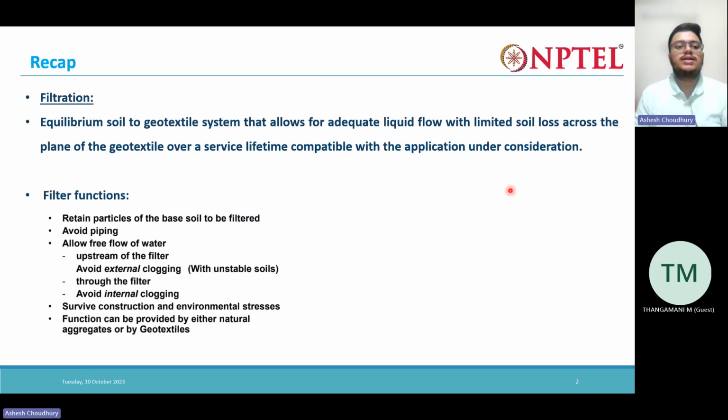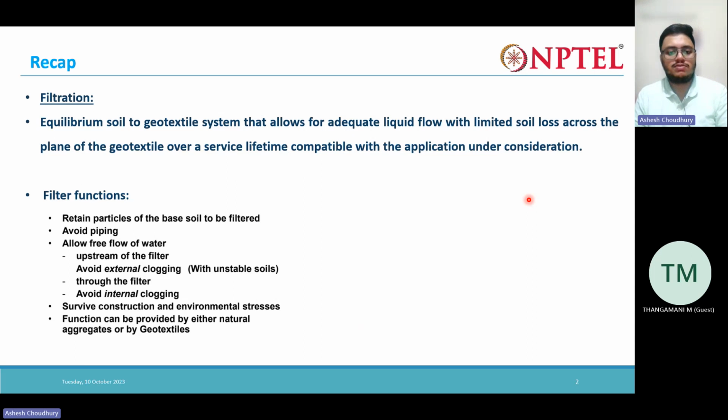We already studied how to design a filter. So what are filters? Filters prevent the passage of soil and allow water to pass through. That is the basic purpose of a filter, to avoid clogging and to allow free flow of water. To retain soil particles and allow free flow of water, and while doing that, the filter should not get clogged itself. Throughout its design life, it should not get clogged itself.